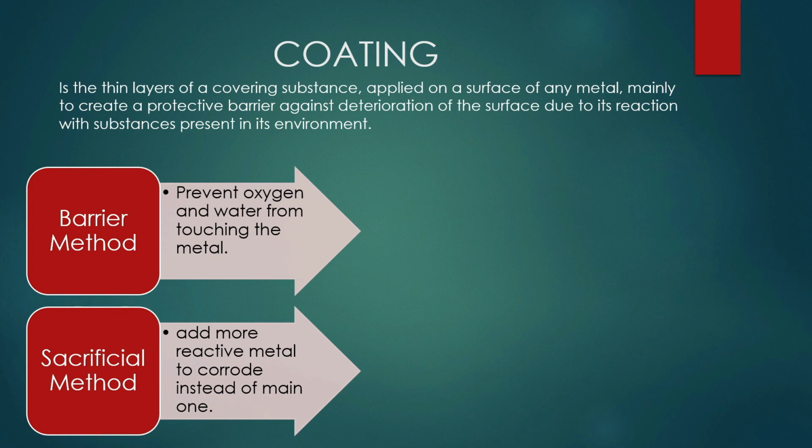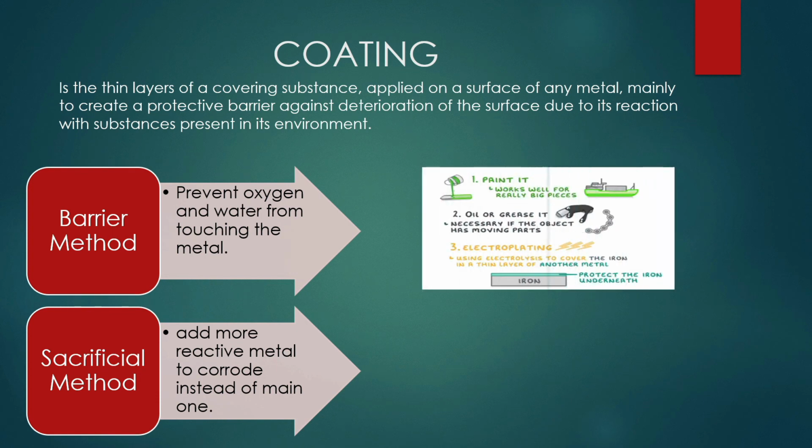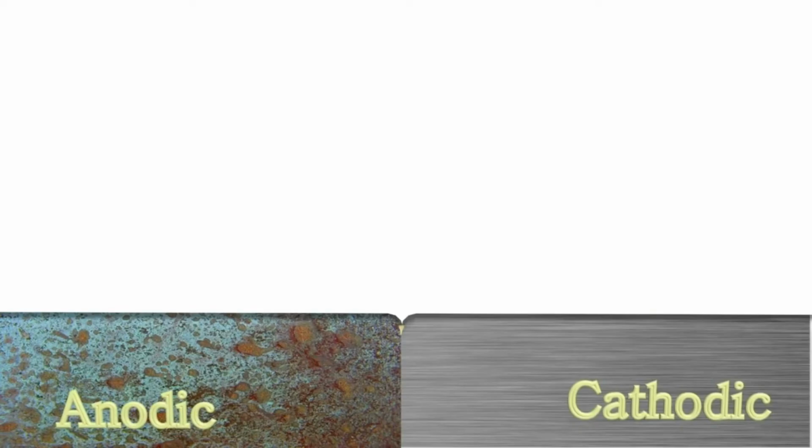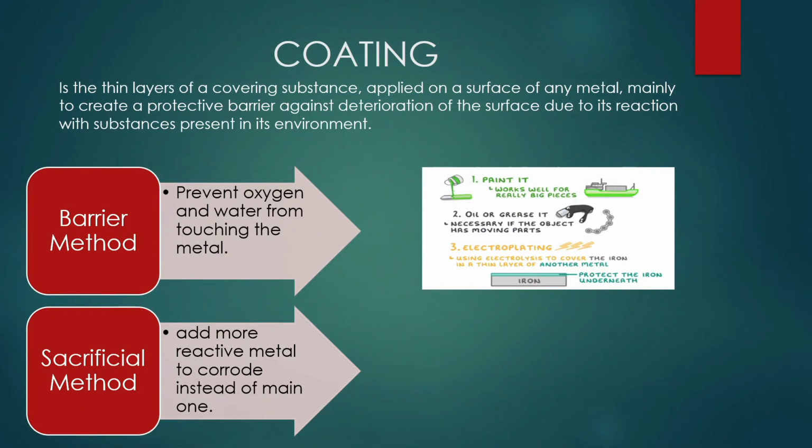It prevents oxygen and water from touching the metal, mostly used in ship hulls by painting them, as paint prevents oxygen and water from reaching the metal. Oil, greasing, and lubrication are used for rotating parts. And the last one is electroplating, which is the use of electrolysis to cover iron with a different metal that is more resistant to corrosion.